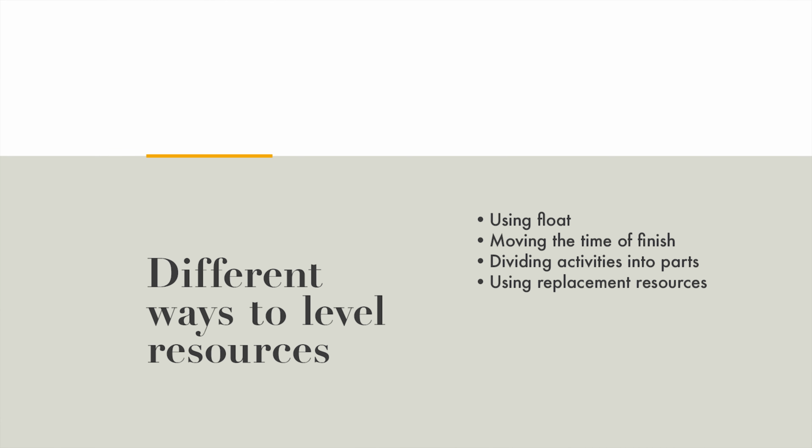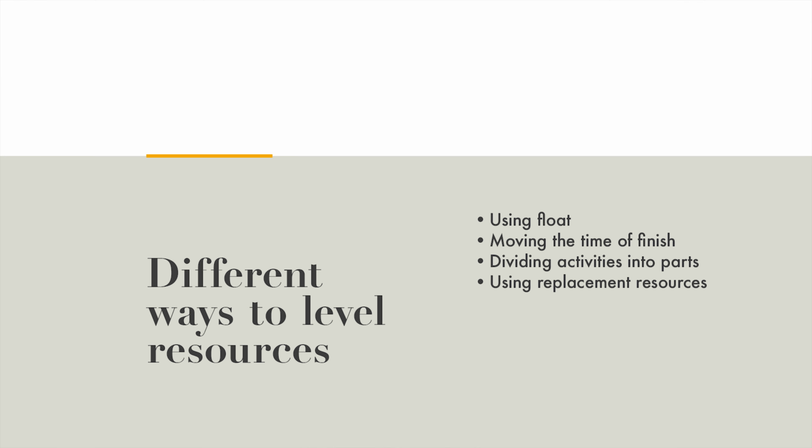There are 4 ways to level resources. First of all, we can use float in case the activity is not on a critical path. We can also move the time of finish for that specific task, and this again is applicable to activities not on the critical path. We can divide activities into parts, for instance, such that a person starts with an activity, produces some preliminary input for others, then works a while on another project, just to come back and finish the task.